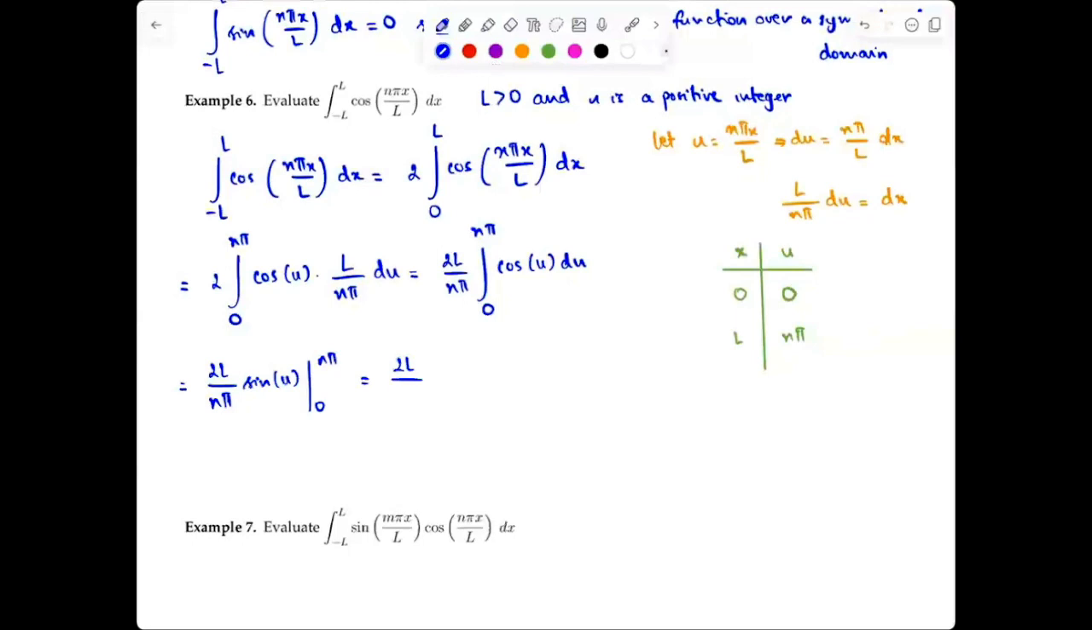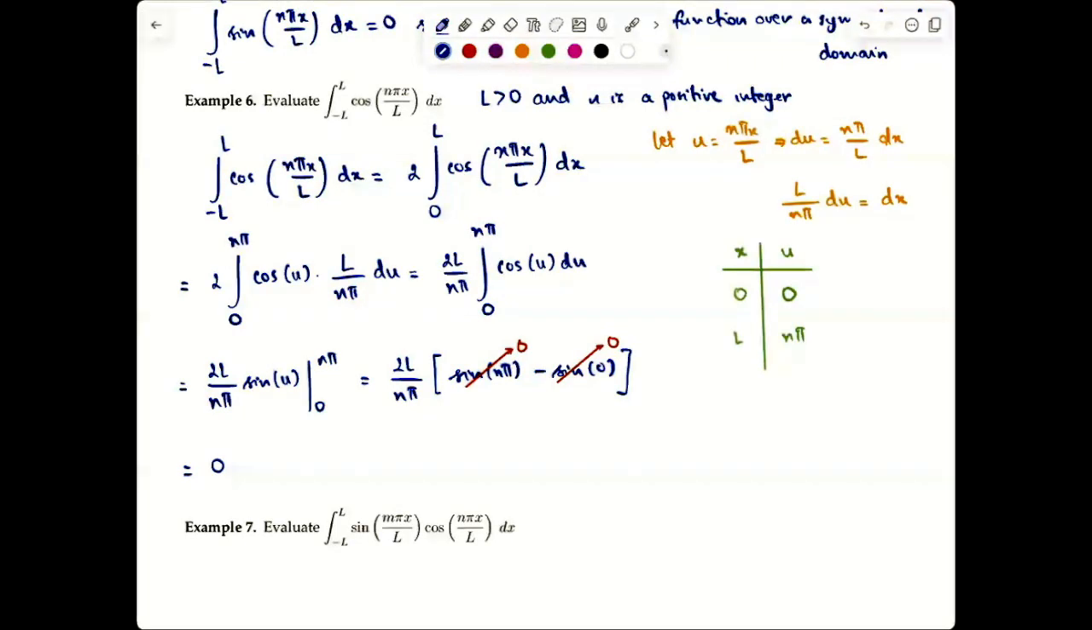So you get 2L over n pi times, you evaluate as sine of n pi minus sine of 0. So it is obvious that sine of 0 is equal to 0. And what about sine of n pi? Remember, n is a positive integer, so you can try with n equal to 1. Sine of pi is equal to 0. N equal to 2, sine of 2 pi is equal to 0. So no matter what the value of n, sine of n pi always gives you 0. So the evaluation of this integral will give you 0.